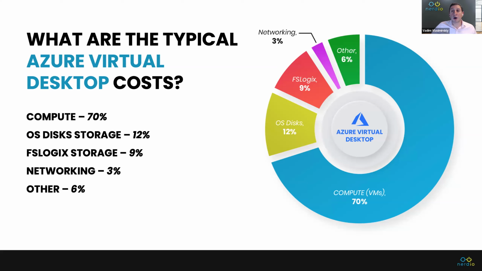environment. Let's zero in on one of those specific things. Let's talk about the cost reduction component. So, we have well over 2 million users under management. So we have a pretty good sample set of data to analyze where typically costs are spent. And what we find is that the top three categories here, the VMs, the operating system disk storage, and the FSLogix storage make up over 90% of the costs for a typical AVD deployment.